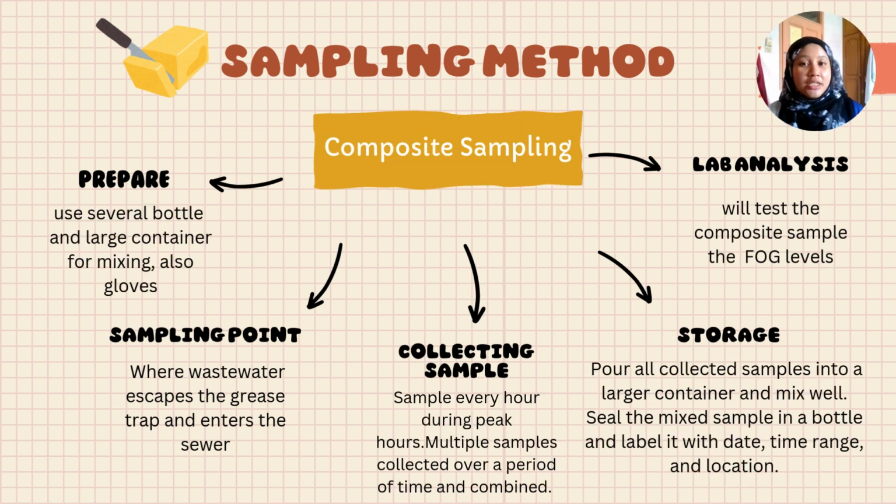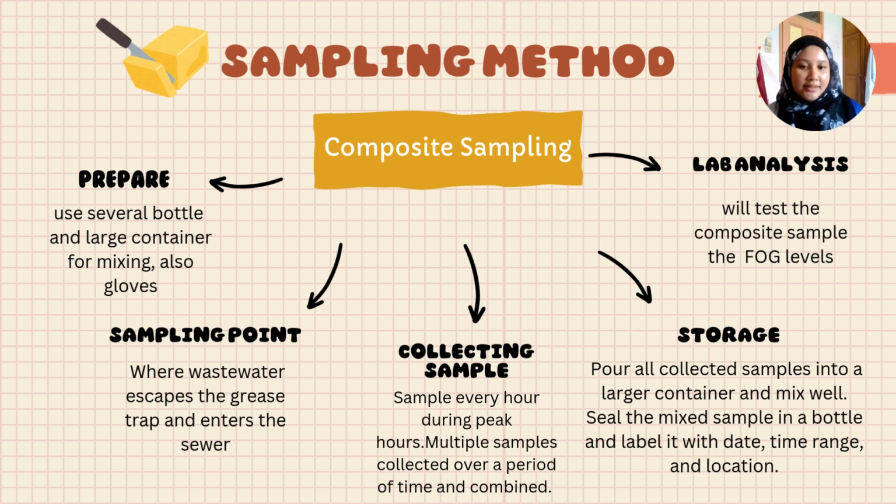Okay, moving on to the next sampling method, which is the composite sampling. How to prepare is we use several bottles, and this time we need a large container for mixing, and then also wear gloves. And then we also need to identify the sampling point, which is where the wastewater escapes the grease trap and enters the sewer.